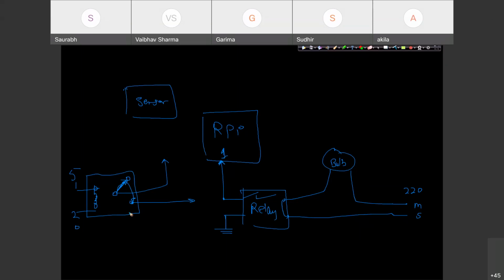Suppose this is pin number 3, pin number 4, pin number 5. So pin number 4 will be connecting with pin number 3, due to which now your main connection, main AC, will have a closed path with the bulb, and due to which this bulb will be on. But this terminal is going to be connected with pin number 3 only if there is 5 volt here on pin number 1. And this 5 volt is coming from Raspberry Pi.